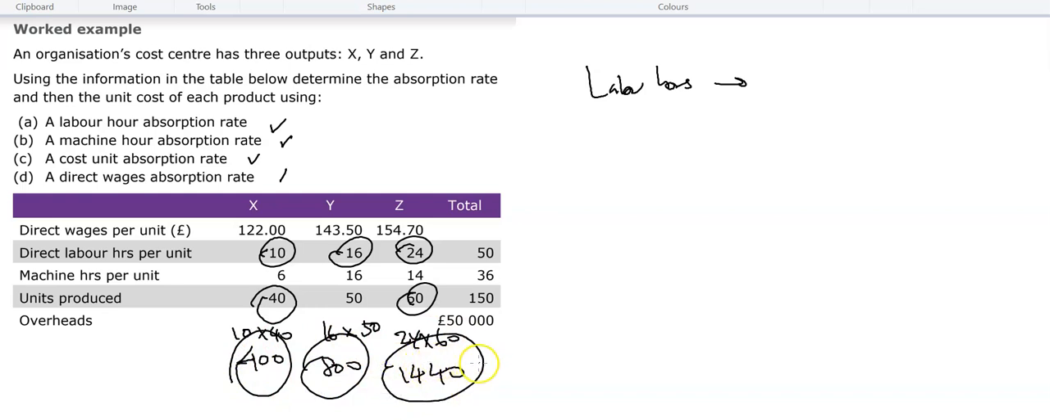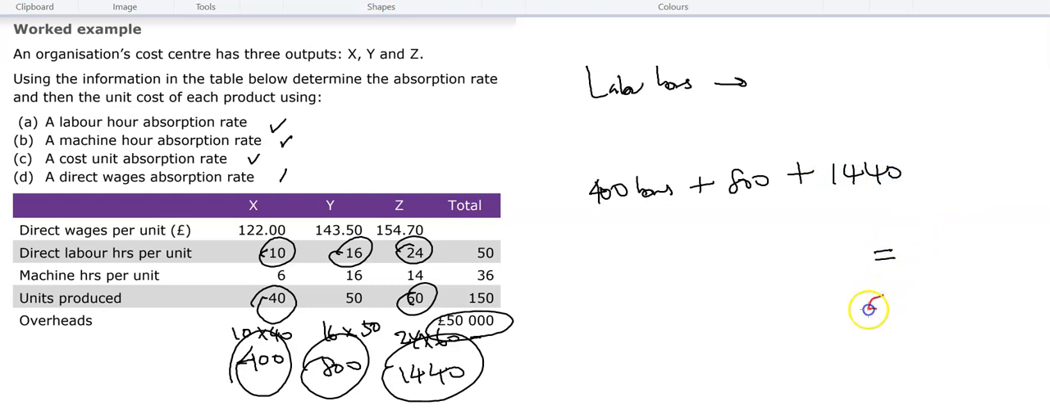So we're arguing that all these hours are the same type of hours. There are no special hours. All these hours caused this overhead. So 400 hours plus 800 hours plus 1440 hours caused this overhead of 50,000 pounds. Think of it as labor: if you employed labor hours of all of these and had to pay £50,000, we're basically asking, what's the cost per hour?